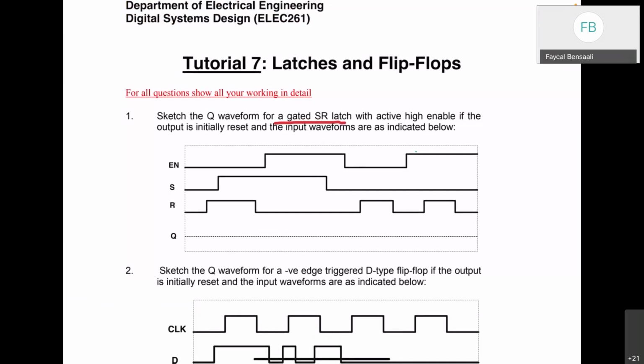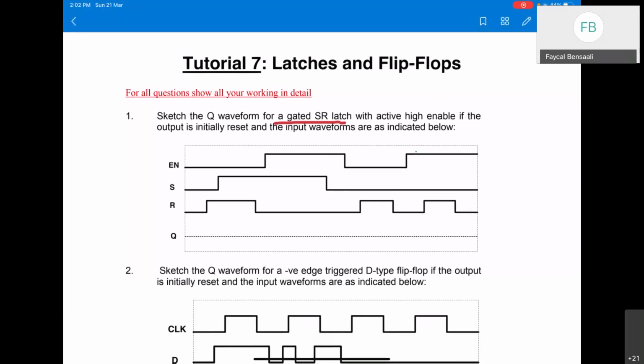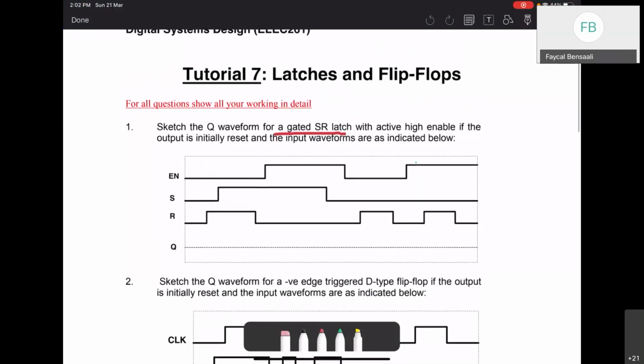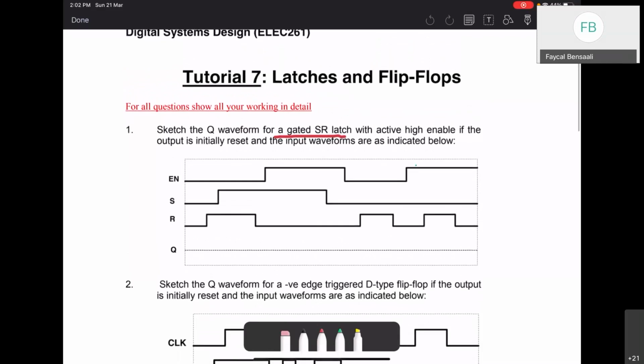So we'll start the first question. The question is about the Q: sketch the Q waveform of a gated SR latch. So we have a gated SR latch. As you know, when we say this, you should know what an SR latch is, what it has as inputs and what it has as outputs. So we know that it has S, it has R, and we have enable as well, because we said it's gated. And then we have Q and Q bar. The question asks about Q, but Q bar is just the opposite of Q.